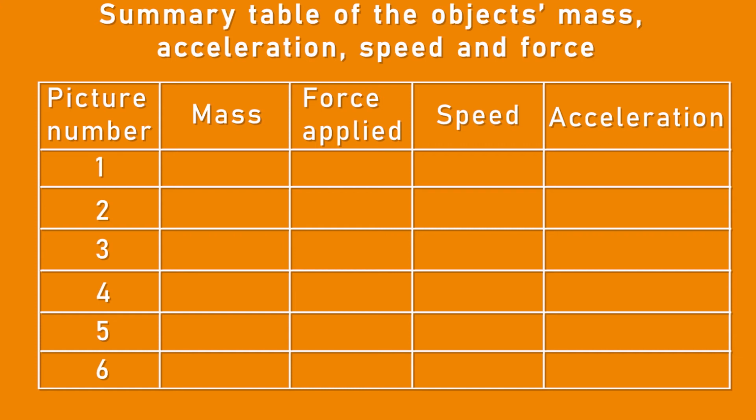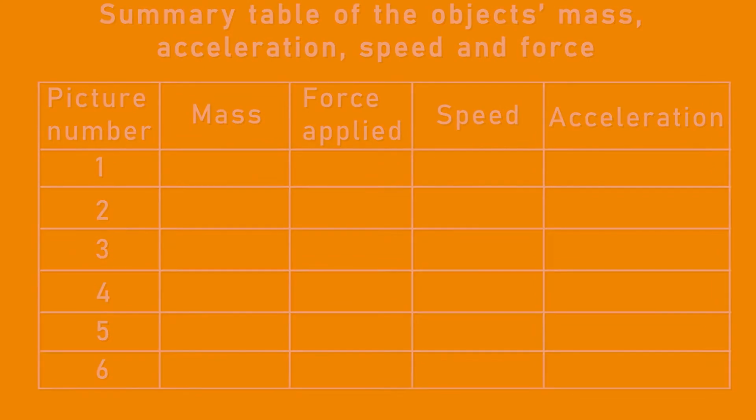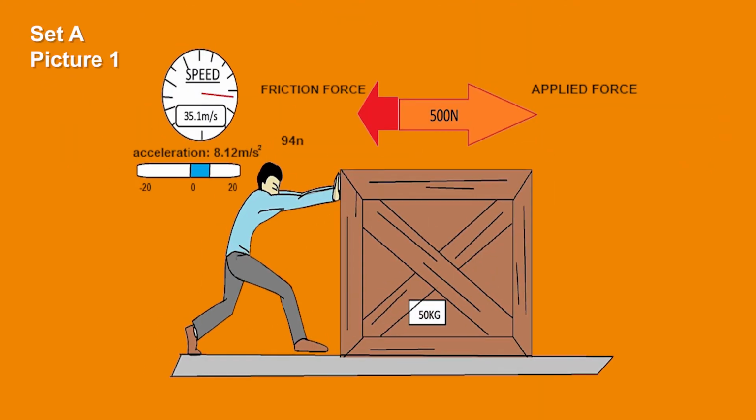In the table, you can find in the first column the picture number 1 to 6, followed by the mass, the force applied, the speed, and acceleration. Here we go. Illustrations for analysis, set A. Picture 1, the man is pushing the box. The arrows indicate the direction and magnitude of the force applied and the friction. Record the mass, speed, and acceleration in the table.